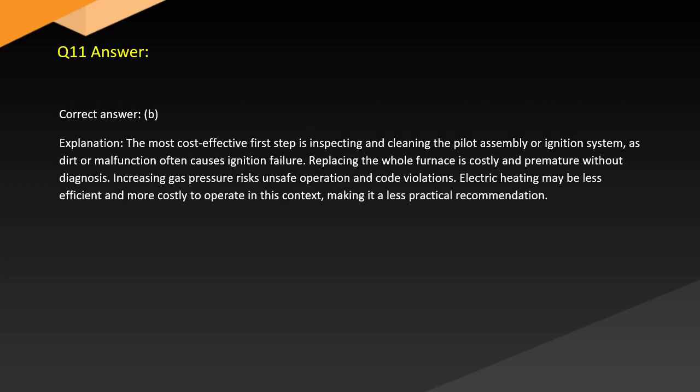Answer. Correct answer, B. Explanation. The most cost-effective first step is inspecting and cleaning the pilot assembly or ignition system, as dirt or malfunction often causes ignition failure. Replacing the whole furnace is costly and premature without diagnosis, increasing gas pressure risks unsafe operation and code violations. Electric heating may be less efficient and more costly to operate in this context, making it a less practical recommendation.